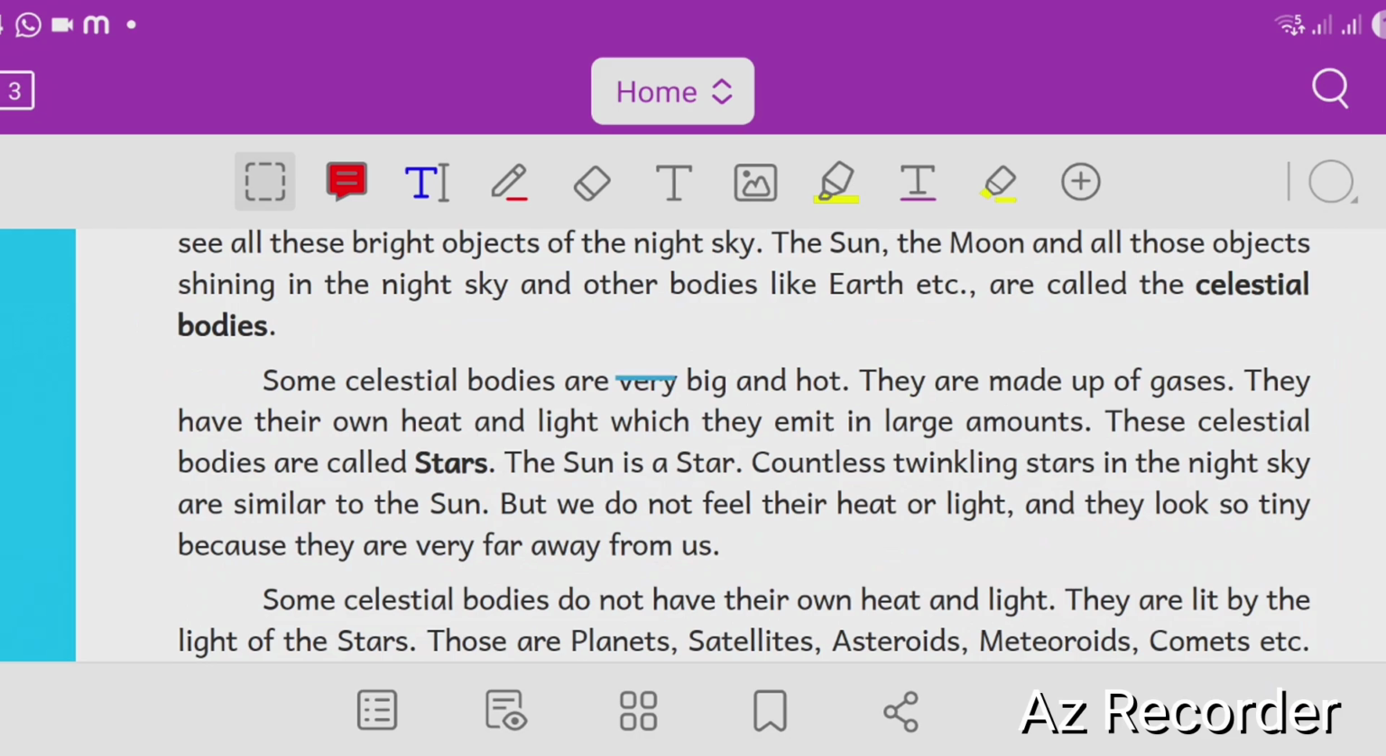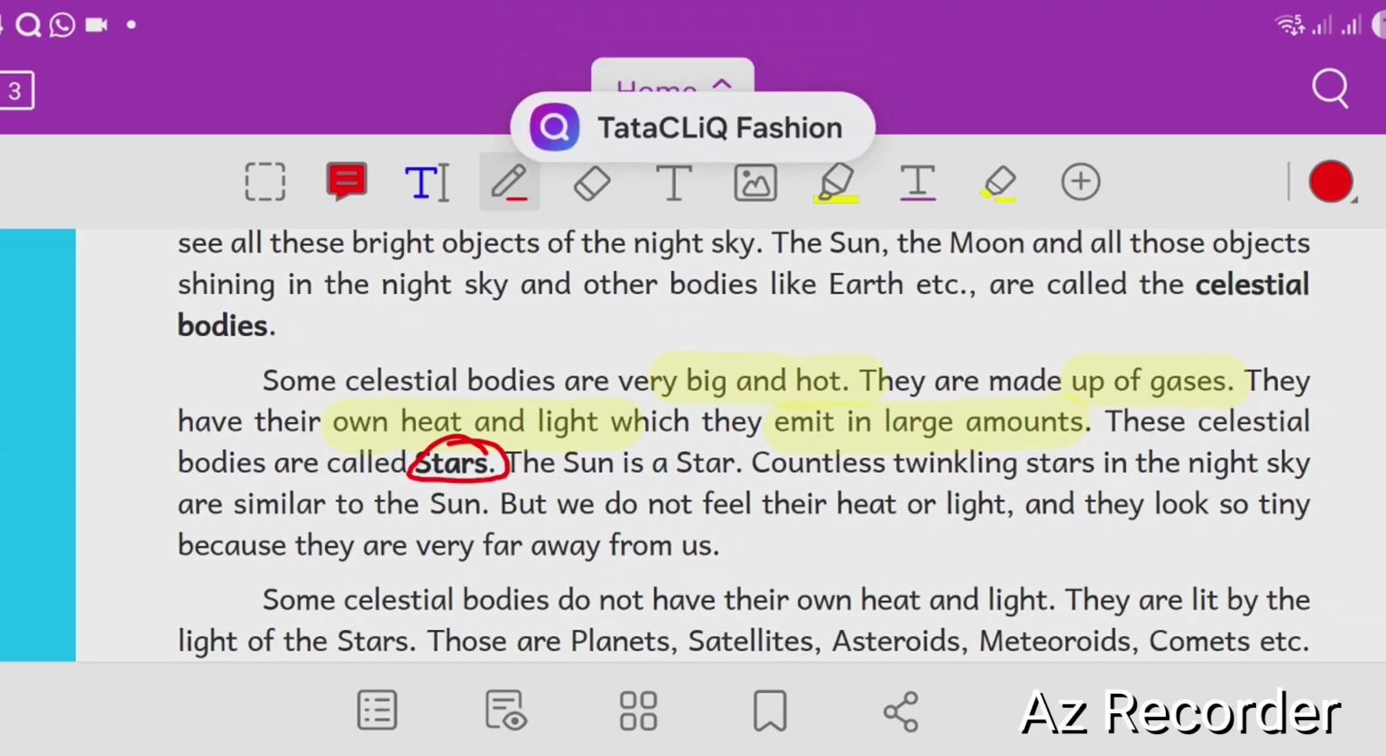Some celestial bodies are very big and hot, as well as made up of gases. They have their own heat and light, and they emit a large amount of heat and light. What do we call this kind of celestial body? These are called stars. That is why we are getting light and heat from the sun. Hence the sun is also a star.